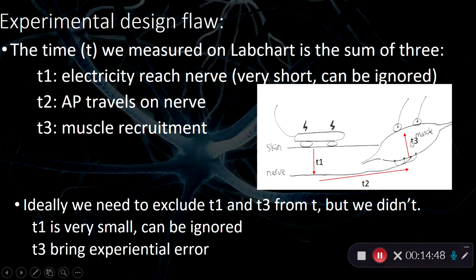So this T3 is fairly long. So this time we're supposed to exclude. Ideally, we need to exclude T1 and T3 from our T. This is our T, right, the time. But we cannot. Because T1 is very small, we can ignore that. However, T3 is still there. So we're going to bring some experimental errors by T3 in there.